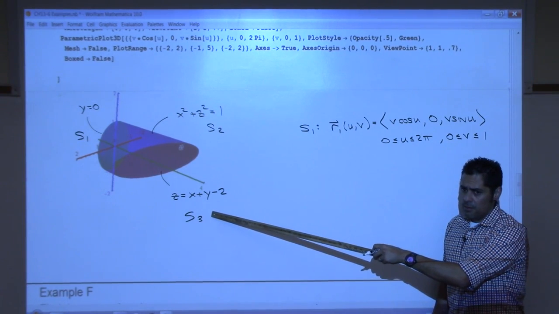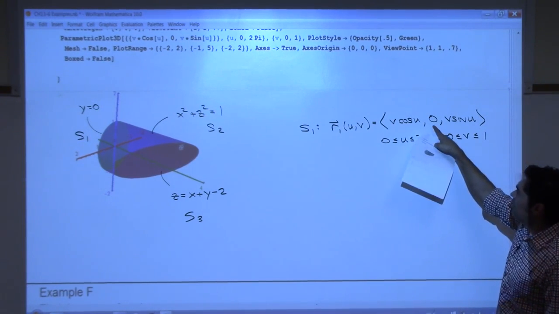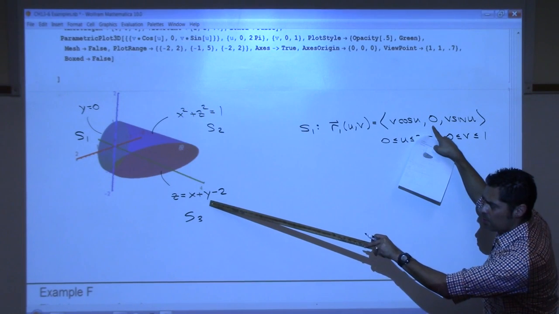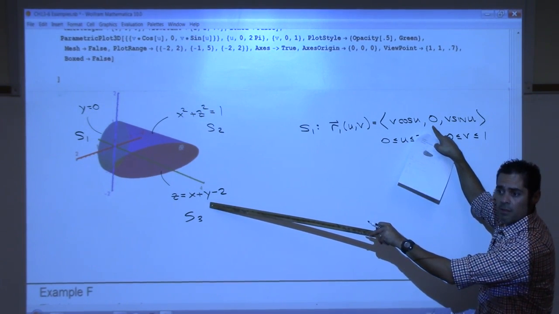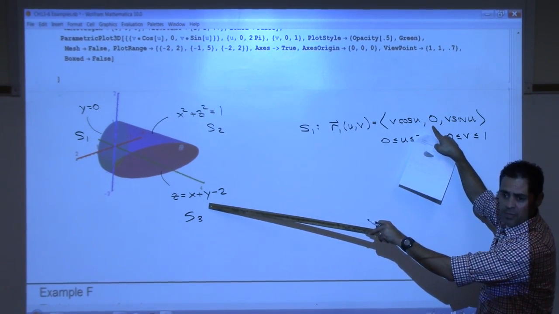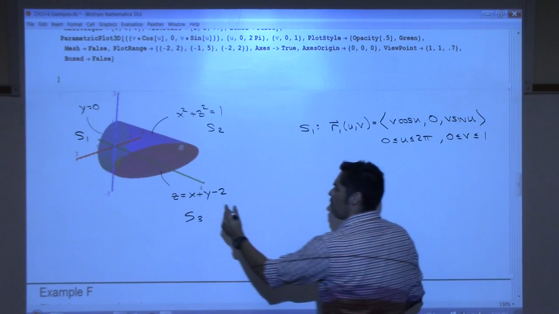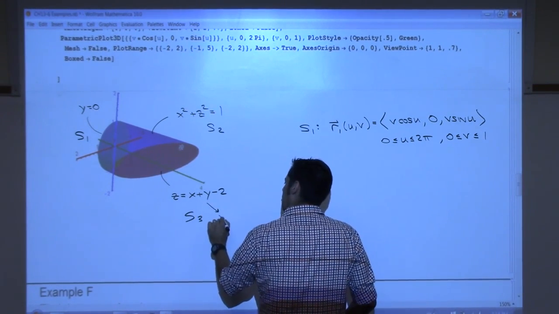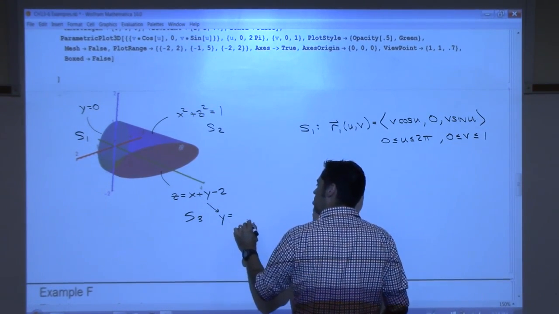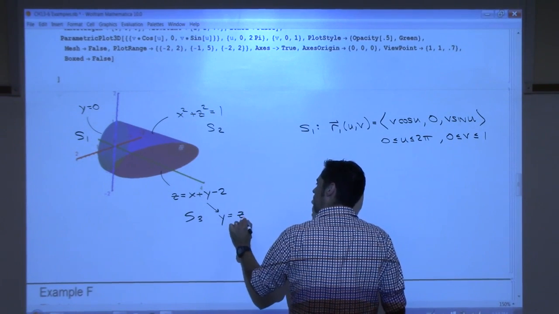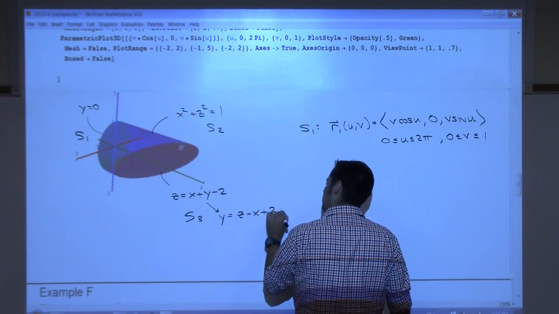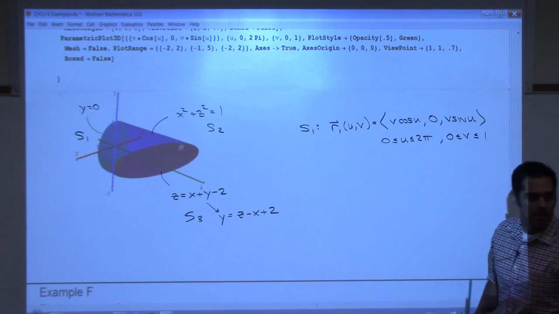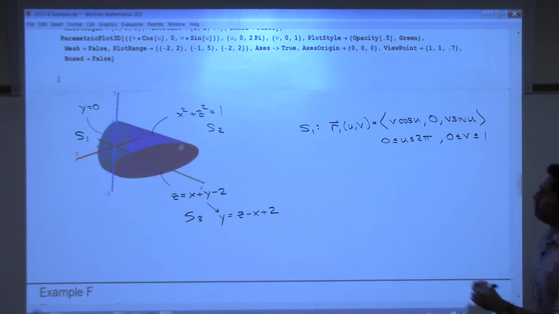Understand? So since I know this is the only difference, I come in here and look at this equation and solve it for y, because that's the part I'm interested in. Solve this equation for y, and what would you get? Y is equal to z minus x plus 2, right?